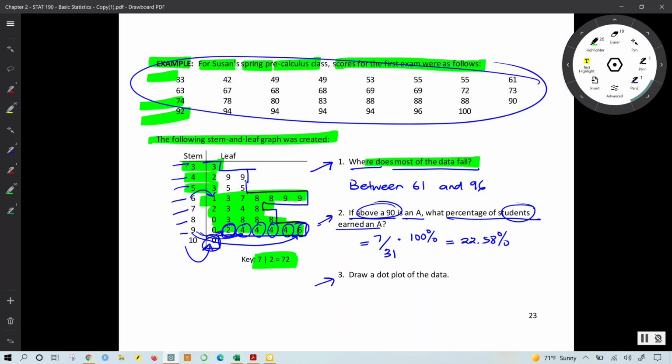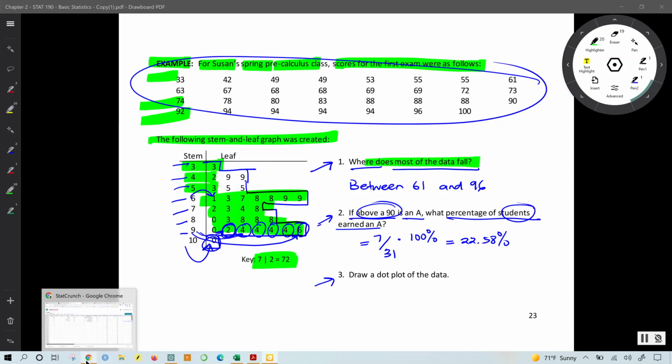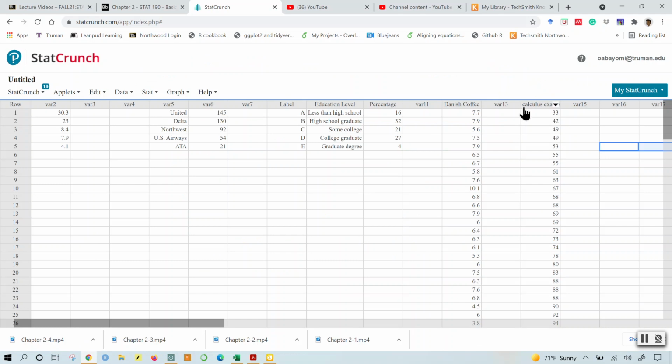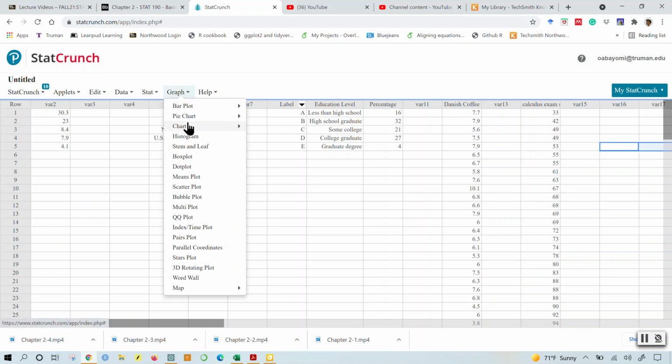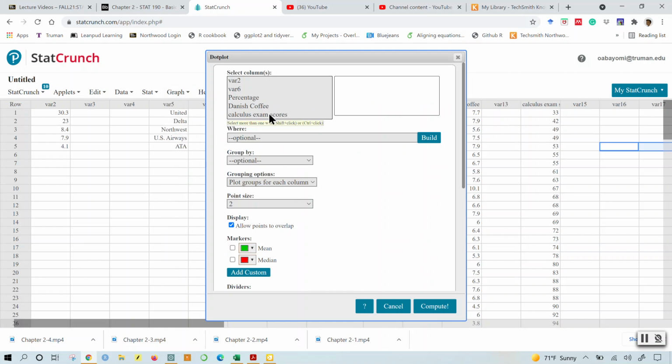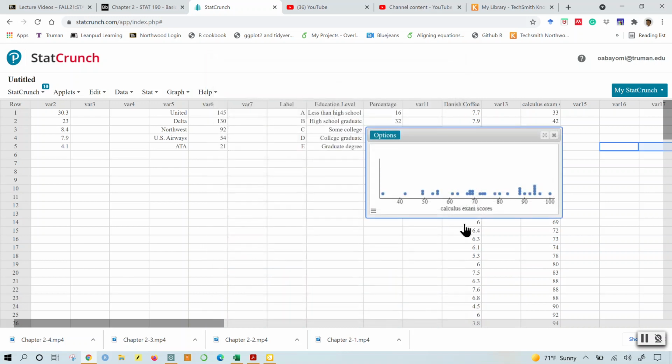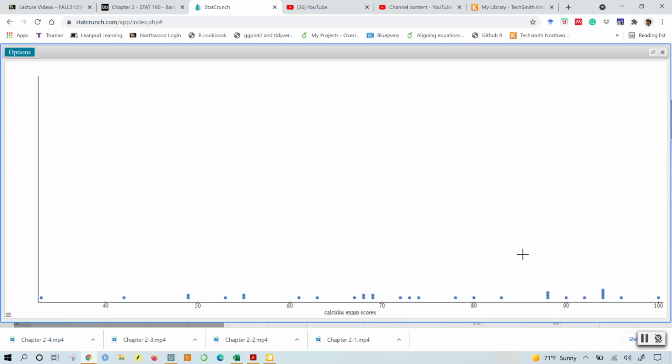So we need to go grab the data set and put it in StatCrunch, and it helps us to get the answer. So let's head over into StatCrunch, and I have the data set here, calculus exam scores. In order to plot the dot plot, I'm going to go to graph, go to dot plot, and grab calculus exam scores, and click on compute. And I'm going to zoom in on this, and I have the dot plots here.